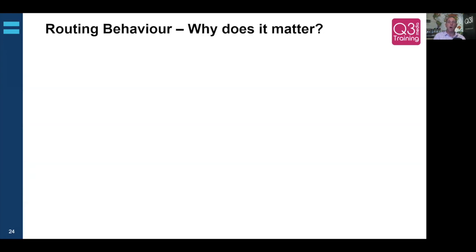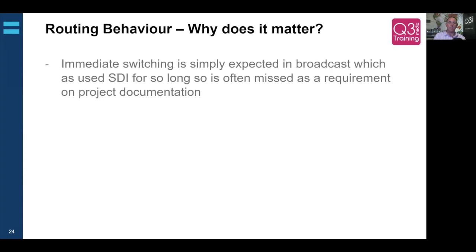And why does this matter? To someone who's been working in broadcast for a while, it's like, well, obviously it matters. It's just expected. When we do routing in an SDI system, you press a button, you want that source to change then. What do you mean it's going to take half a second? And half a second is huge in broadcast. But what if it takes 2 seconds? I mean, that would be catastrophic in some productions.